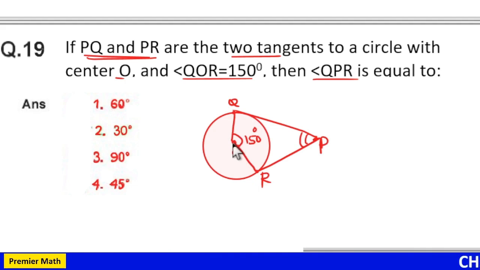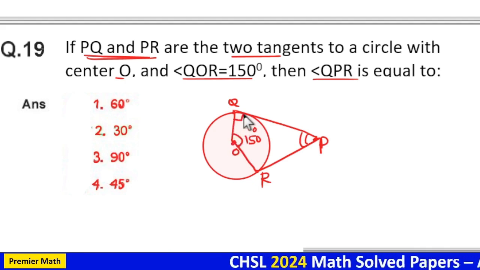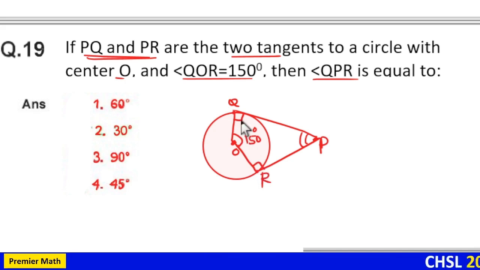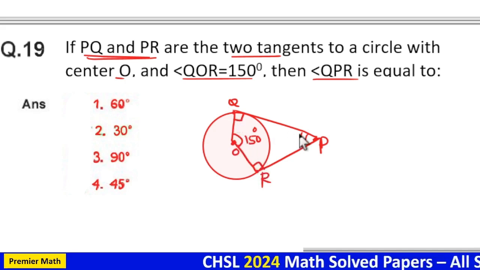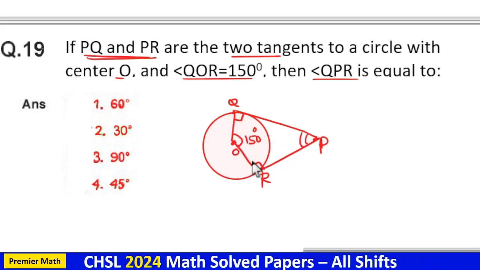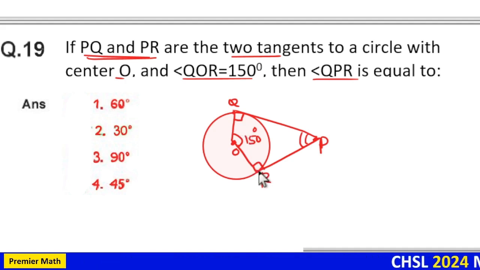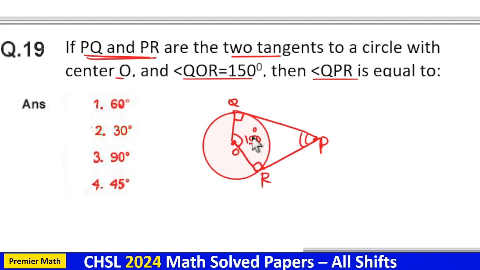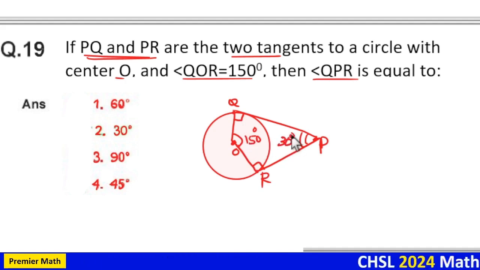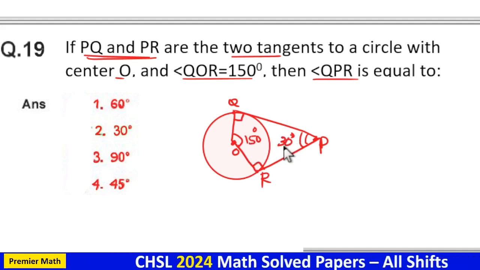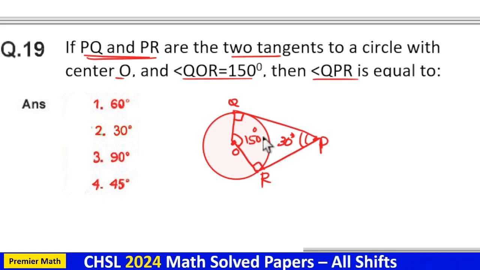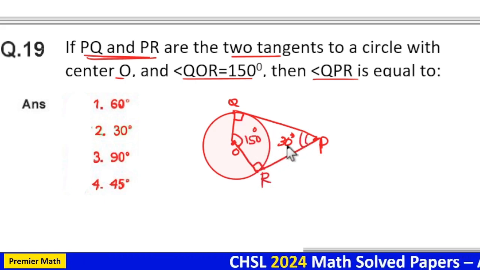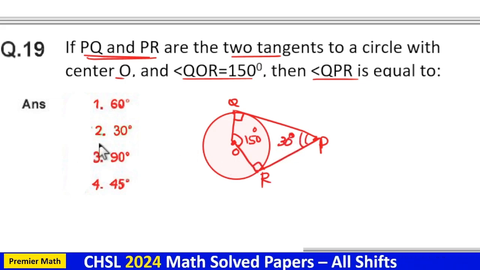These two are radius. So radius makes 90 degree with the tangents. Now if these two are 90, 90 plus 90, 180. Sum of angles of a quadrilateral is equal to 360 degree. So this is 180 means these two are 180, means this 150. So this should be 30 degree. 150 plus 30 is 180 degree, because sum of angles of a quadrilateral is 360 degree. So 180 plus 150, remaining is 30 degree. So option 2 is your answer.